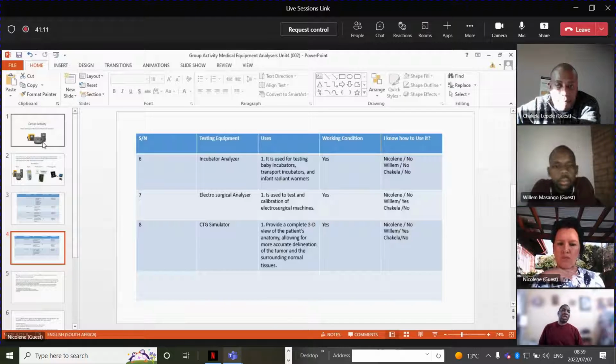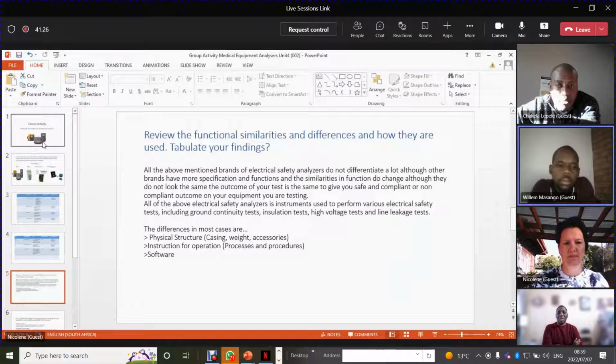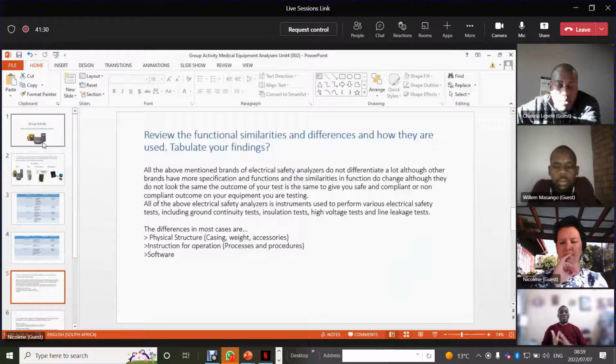CTG simulator, it's not very common in most workshops. So we didn't focus on that in this course, but it's good that at least Willem knows how to use it and they have it in their workshop. Next slide. Okay, in terms of functional similarities, like we said, the goal is the same. They may look different, but they measure the same thing. Next slide.